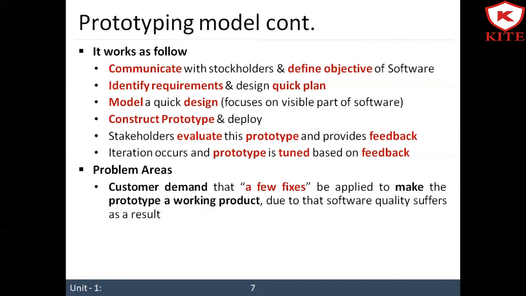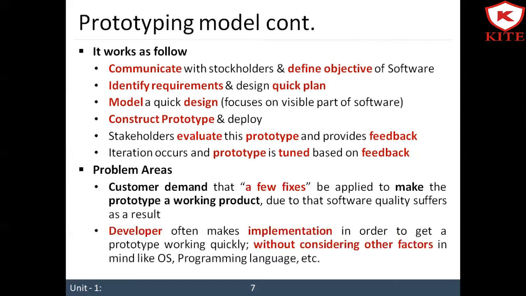Now, we can discuss the problems that we have to face in the prototype model. What are the problems? So the first one is that the customer demands that a few fixes be applied to make the prototype a working product. Due to that, software quality suffers as a result. So the first point is software quality.